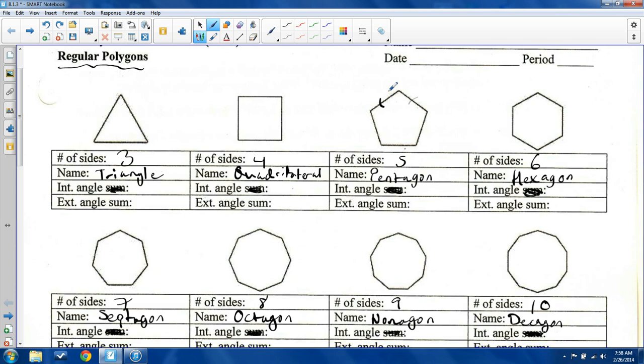You could have a pentagon that looks like that, for instance. 1, 2, 3, 4, 5 sides. So that's a pentagon as well, but it doesn't have everything congruent.